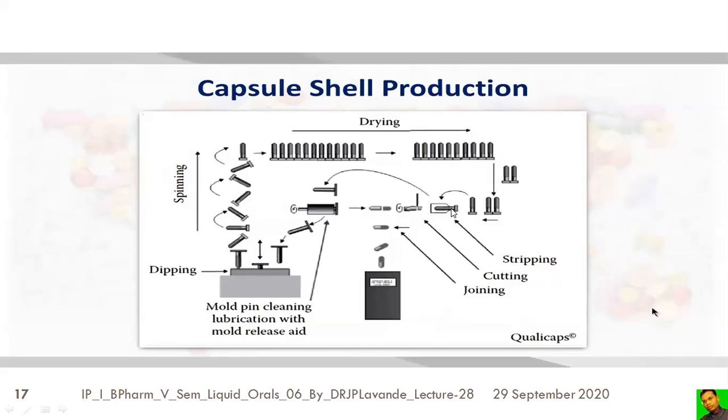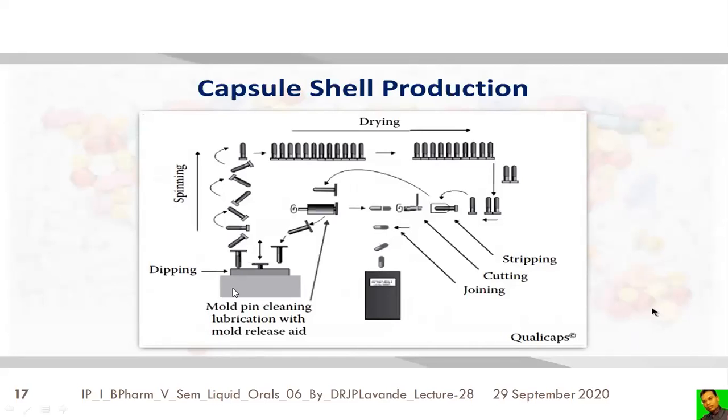Once the capsule is stripped off from the pins, it is subjected to the process of cutting. There are different pins. The pins with the slightly larger diameter are responsible for producing the caps. The pins with the slightly smaller diameter are responsible for producing the bodies. Then there is the joining of the caps to the body. Here you can see there is a cap and a body. The cap is fitted over the body and the capsule is produced. So this is the overall process by which capsules are produced.